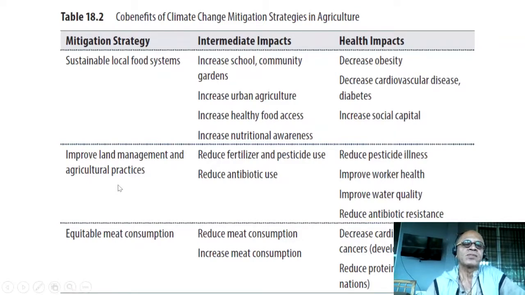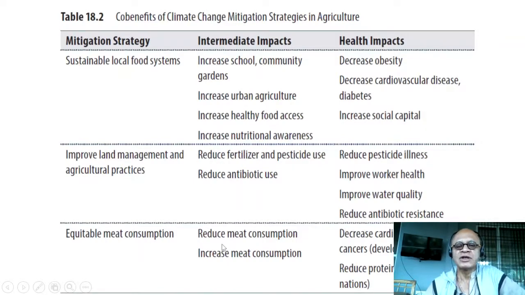Okay. As a strategy, improving land management and agricultural practices will give us intermediately reduced fertilizer and pesticide use and reduced antibiotic use, with health impacts including reduced pesticide illness, improved worker health, improved water quality. We looked at waterborne diseases, which is very critical in terms of agricultural sector impact on health, and reduced antibiotic resistance.